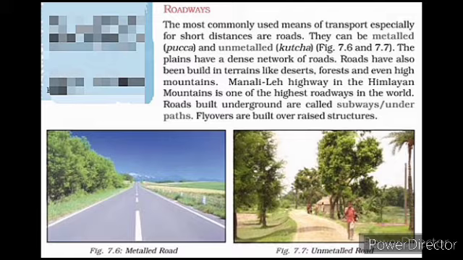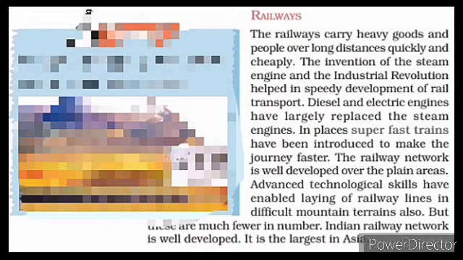Manali Leh highway in the Himalayan mountains is one of the highest roadways in the world. Roads built underground are called subways or underpaths. Flyovers are built over raised structures. Next topic is railways.